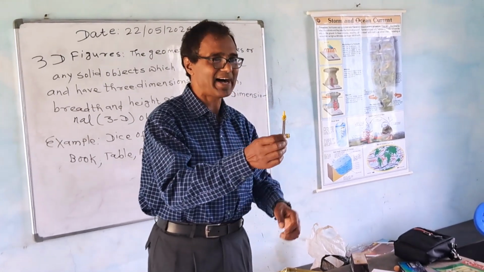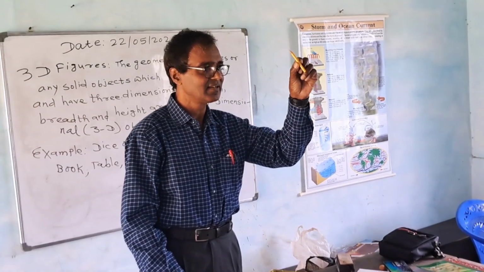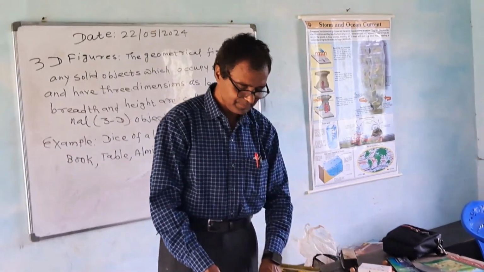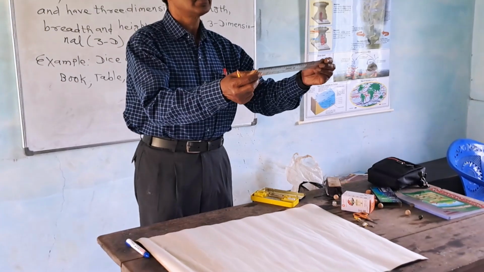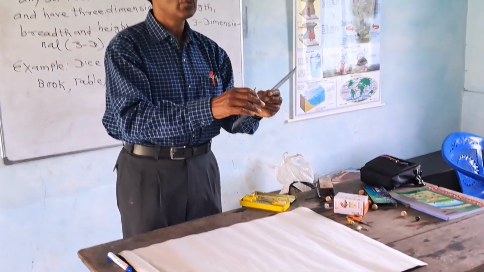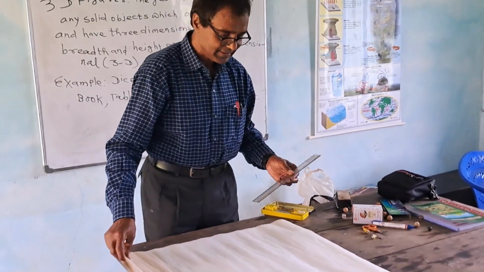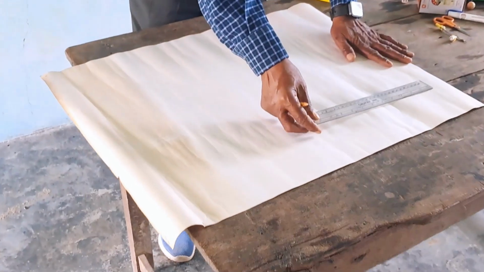Compass. This is compass. And what is this? Pencil. With the help of this scale and pencil, we can make a cube. How can we make a cube? You can see here.